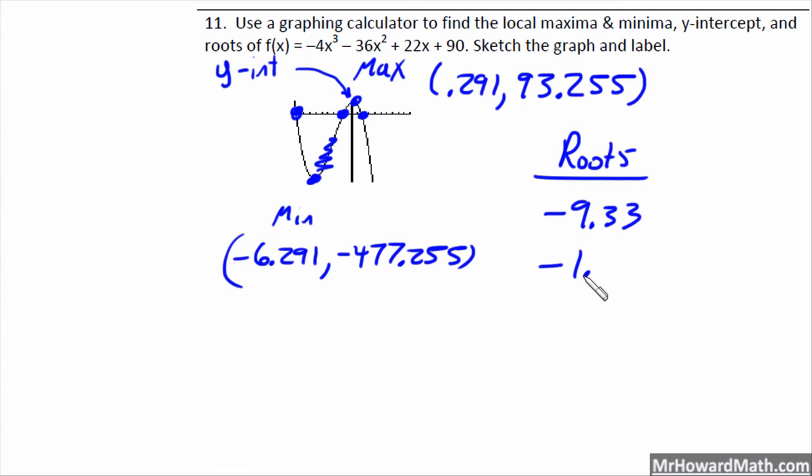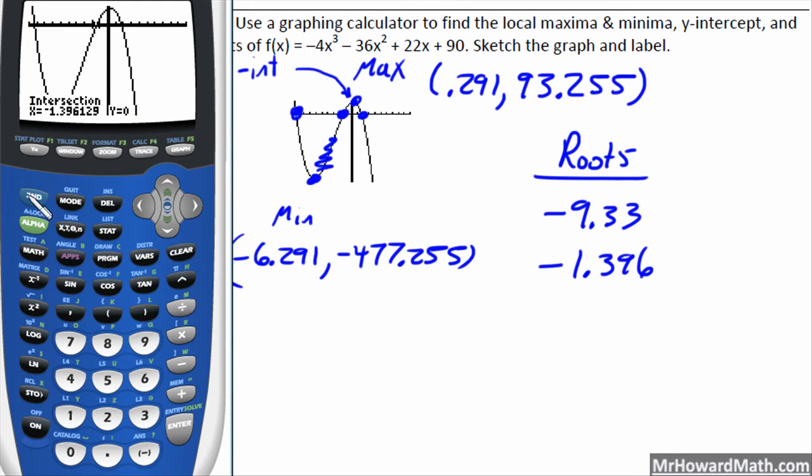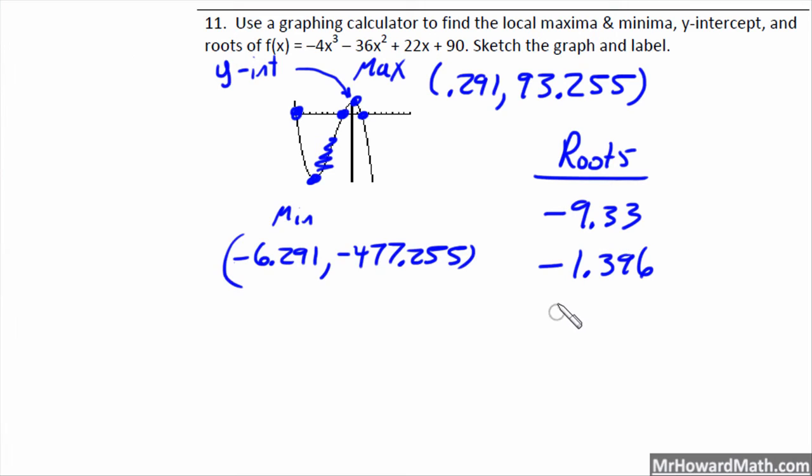-1.396. Find that last one. Second trace, option 5 for intersection. First curve, enter. Second curve, enter. On guess, this time it's about at 2, it appears. So I'll type 2 for my guess, hit enter, and it is 1.727, positive 1.727.